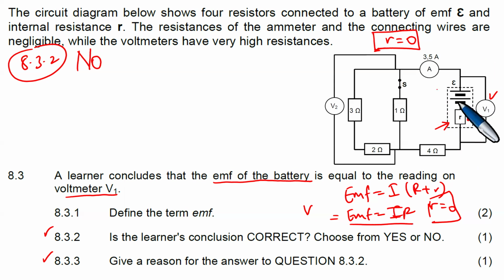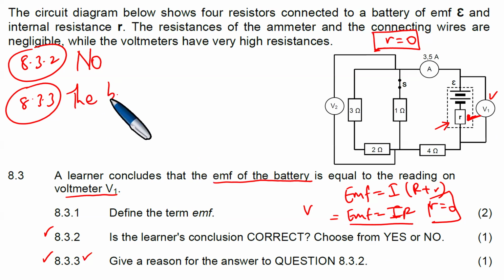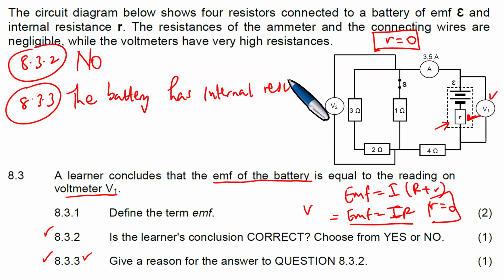Before everything goes through the voltmeter. That is why the examiner said you need to give reasons, because it's a contentious issue, but it is because of the lost volts. This is the explanation we're going to give the examiner. In 8.3.3, it is nothing more than the internal resistance of the battery. One mark, you don't need to write a lot. The battery has internal resistance, so it won't be the accurate EMF.